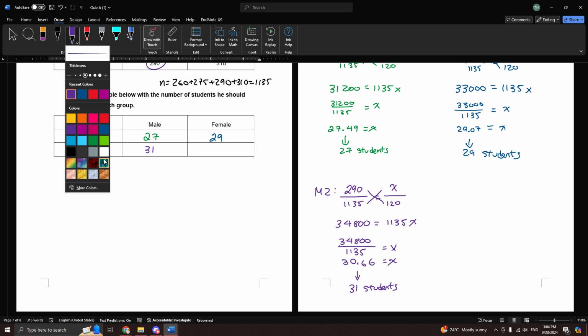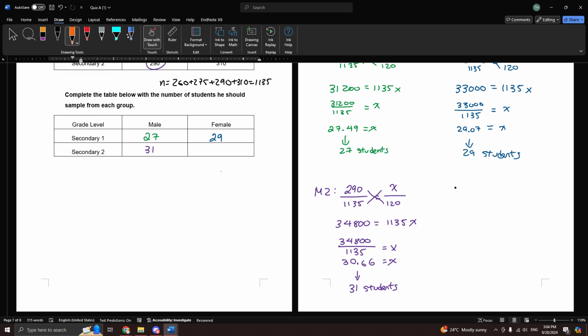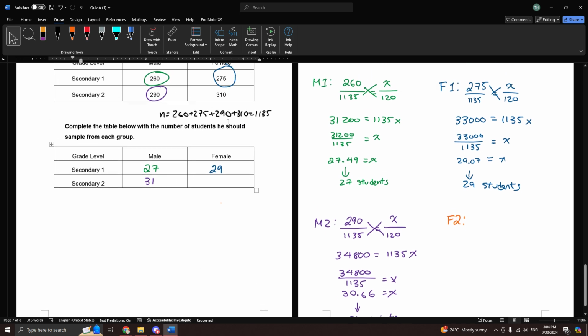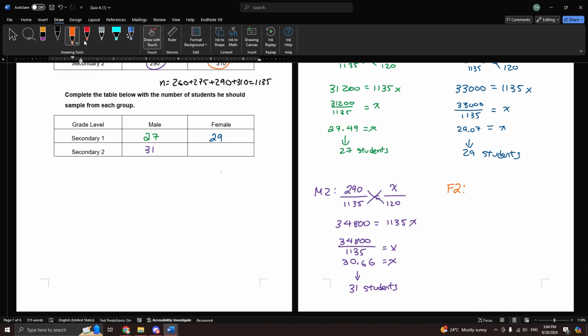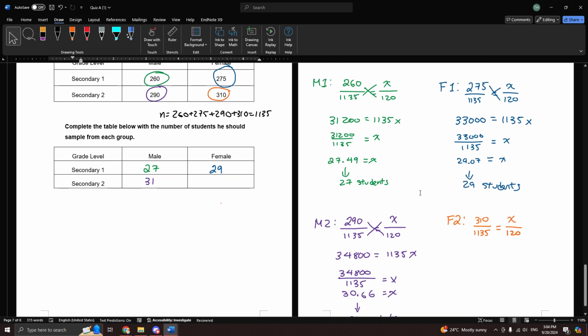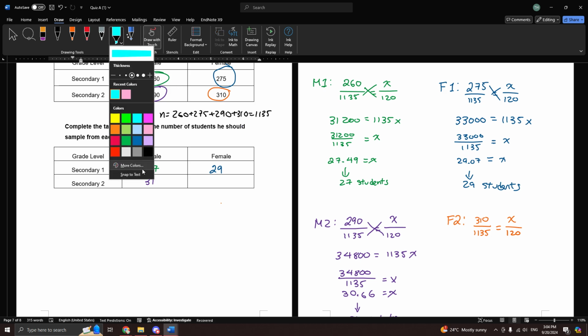And last but not least, I ran out of colors. Let's go for orange, okay? I like orange. So female Sec 2 students. How many do we have in our original strata? We have 310. So right here, we're going to put 310. Underneath it is our total population size. It's 1135. On top we have x here, and underneath that is going to be my sample size. It's 120.